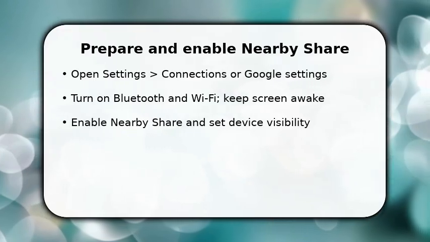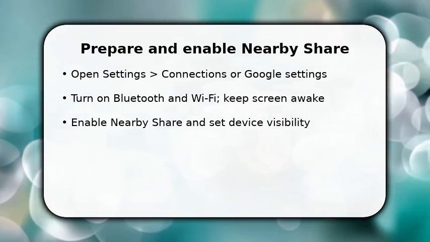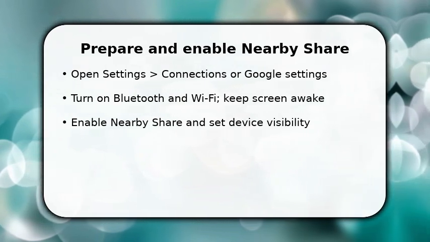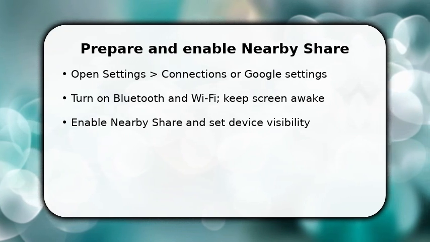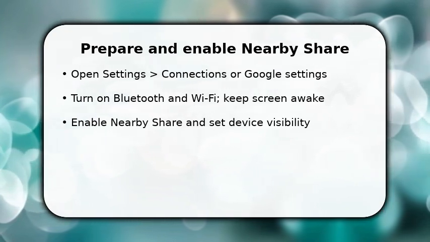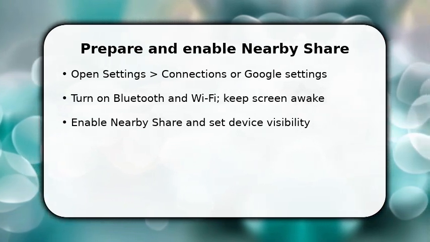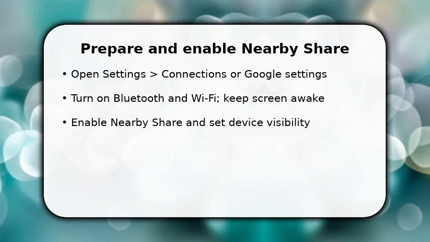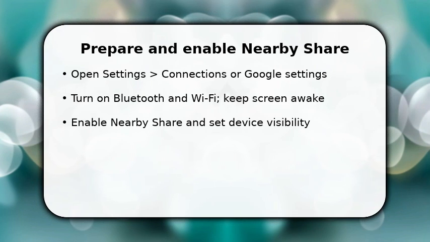You start by enabling the features that make Nearby Share work. Open settings to toggle Bluetooth and Wi-Fi. These handle discovery and transfer speed. Once done, enable Nearby Share in Google or Samsung settings and choose a visibility option, Everyone, Contacts, or Hidden, so your phone can be found. Make sure location permission is granted because discovery relies on it. These steps get the phones talking. Now you're ready to pick the file and begin the share.